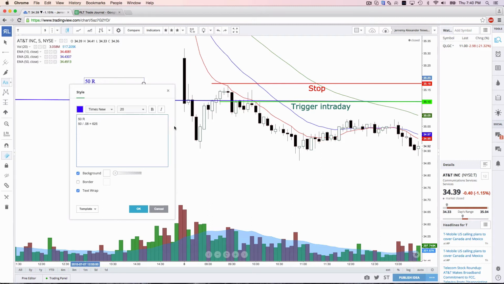625 shares. There you go. That's how many shares you would go bearish. You would sell short, and you can see the trade works in your favor. Boom, it immediately started working in your favor. That's fantastic. So you automatically know, I better lose less than an R on this trade.